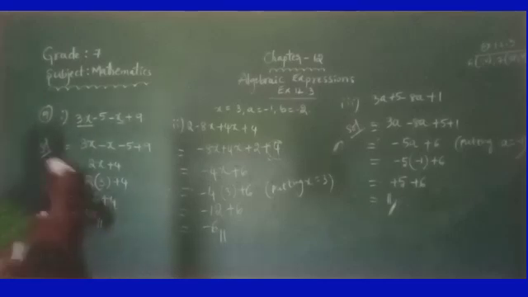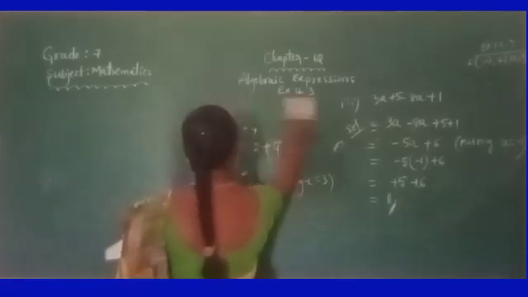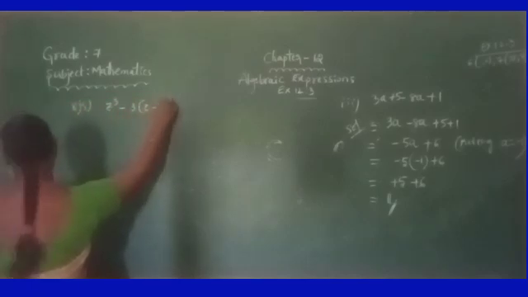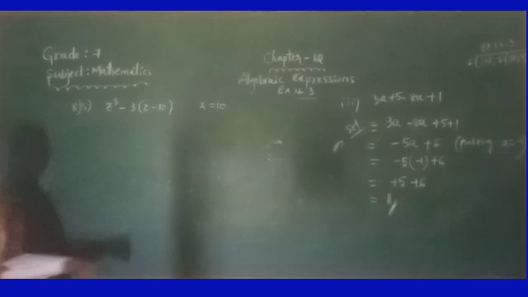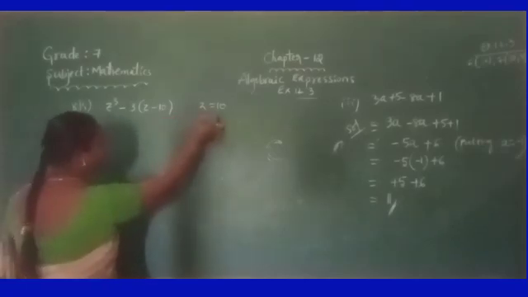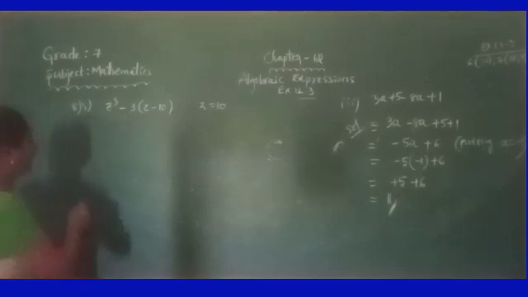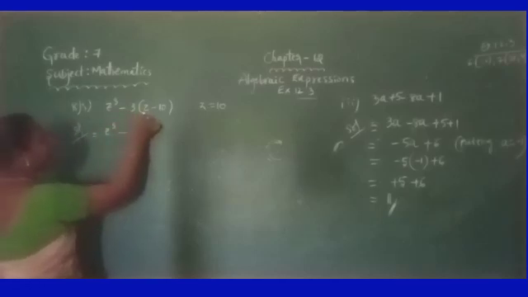So next see 8th question. What is given? If z is equal to 10, find the value of z cube minus 3 into z minus 10. If z is equal to 10, what is the value of this expression? First we have to simplify. Before finding the value of this expression, we have to simplify this: z cube minus 3 into z minus 10.